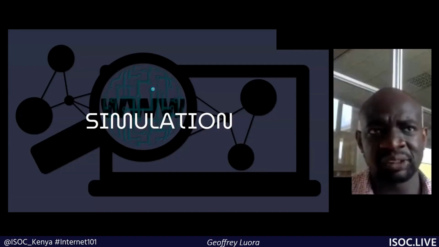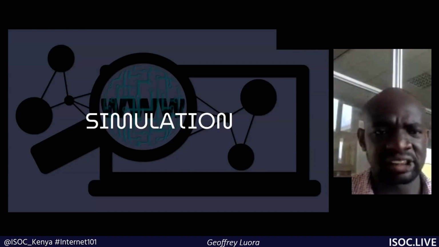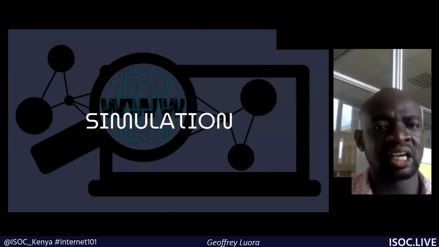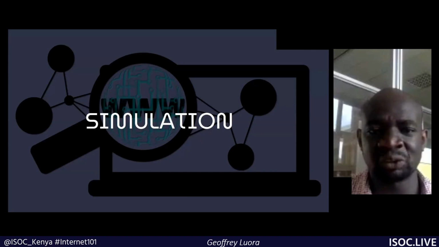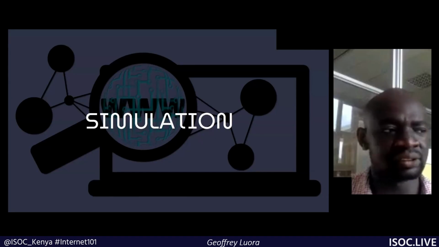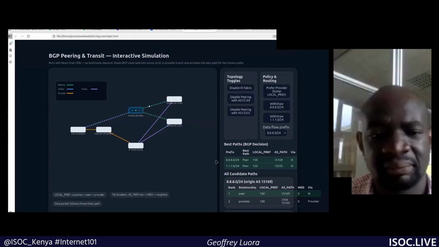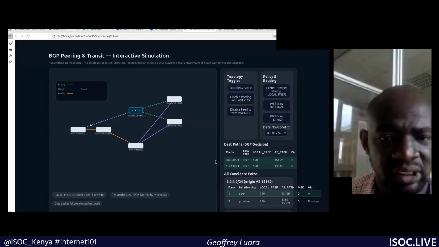And also for BGP, what happens at an exchange and what happens when you do peering? And also, what are some of the things that a network administrator does in order to influence how data traverses from source to destination? Let me start with this. Yeah, there is the BGP simulation.